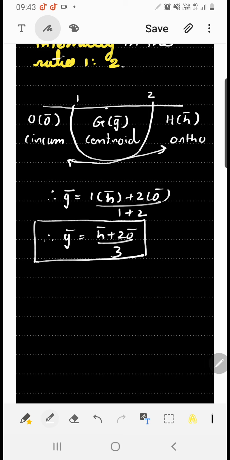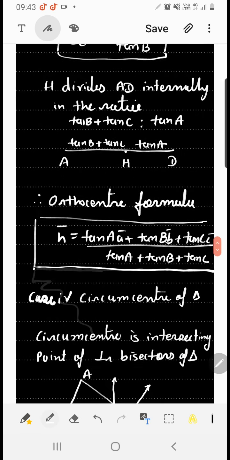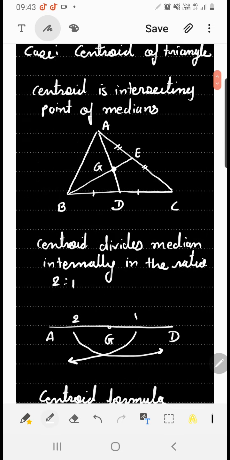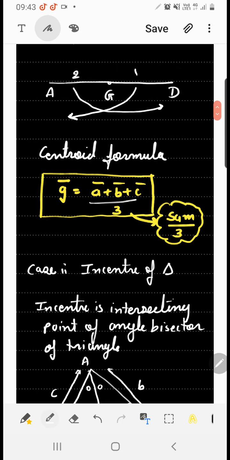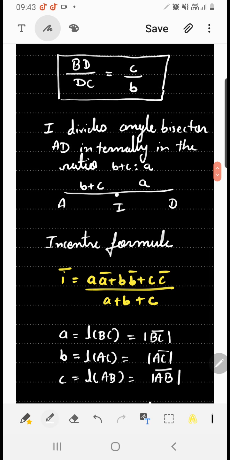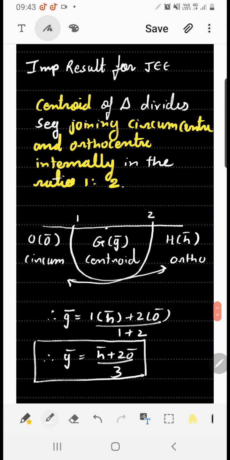Okay, so with this we come to an end of the introduction of all the formulas related to important points of the triangle. I repeat, 3 things to note here. One is the centroid formula, which is sum by 3. Next is the incentre formula, which is a bar plus b bar plus c bar upon a plus b plus c, and the relation between centroid, orthocentre and circumcentre, which says that the centroid divides the segment joining circumcenter and orthocentre internally in the ratio 1:2, and on applying the section formula we get this result.